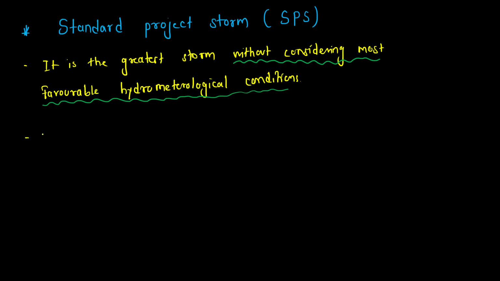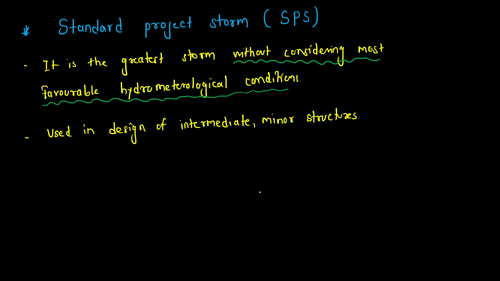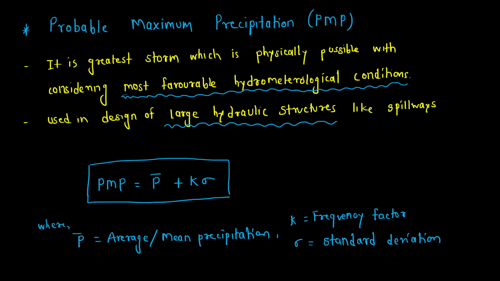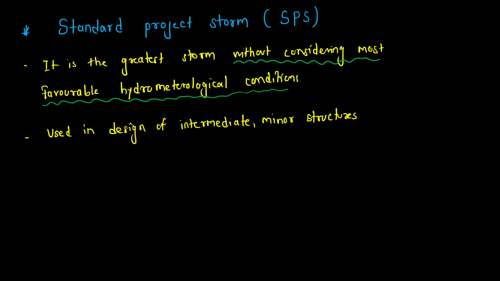Hence it is used in the design of intermediate or we can say minor structures. So this is SPS. Okay, so if the structure is large, then we will be using PMP. Then for intermediate and minor structures, we will be using SPS.